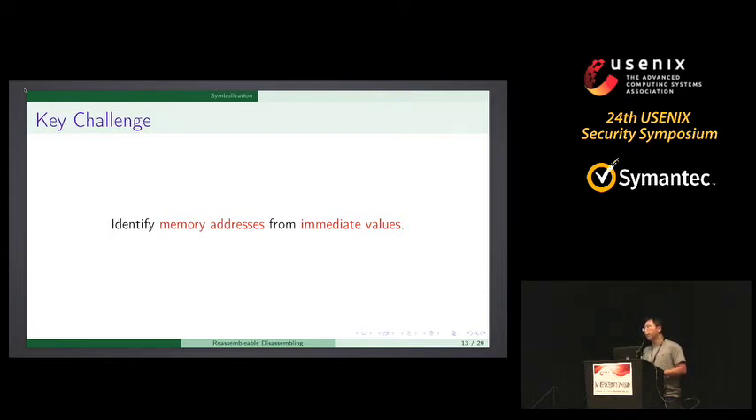So now let me present a key challenge and a key technique in our research. Our key challenge is to identify memory addresses from immediate values. This is actually an undecidable problem, because before execution, for any given immediate value, it's hard for us to decide whether it will be used as some random data or a memory address during runtime.